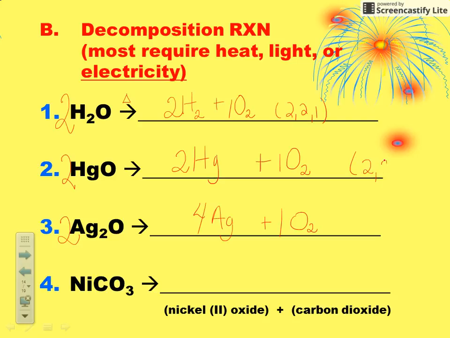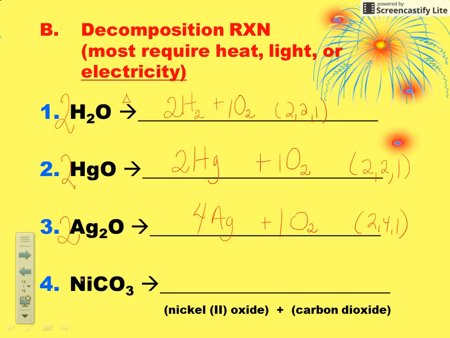Go back to number 2. This one would be in its simplest form. 2, 2, 1 is your answer, and here 2, 4, 1. You cannot reduce those. Now, these first 3 were binary compounds, so you just simply pull them apart into their 2 elements. Notice on number 4, I have a tertiary compound.